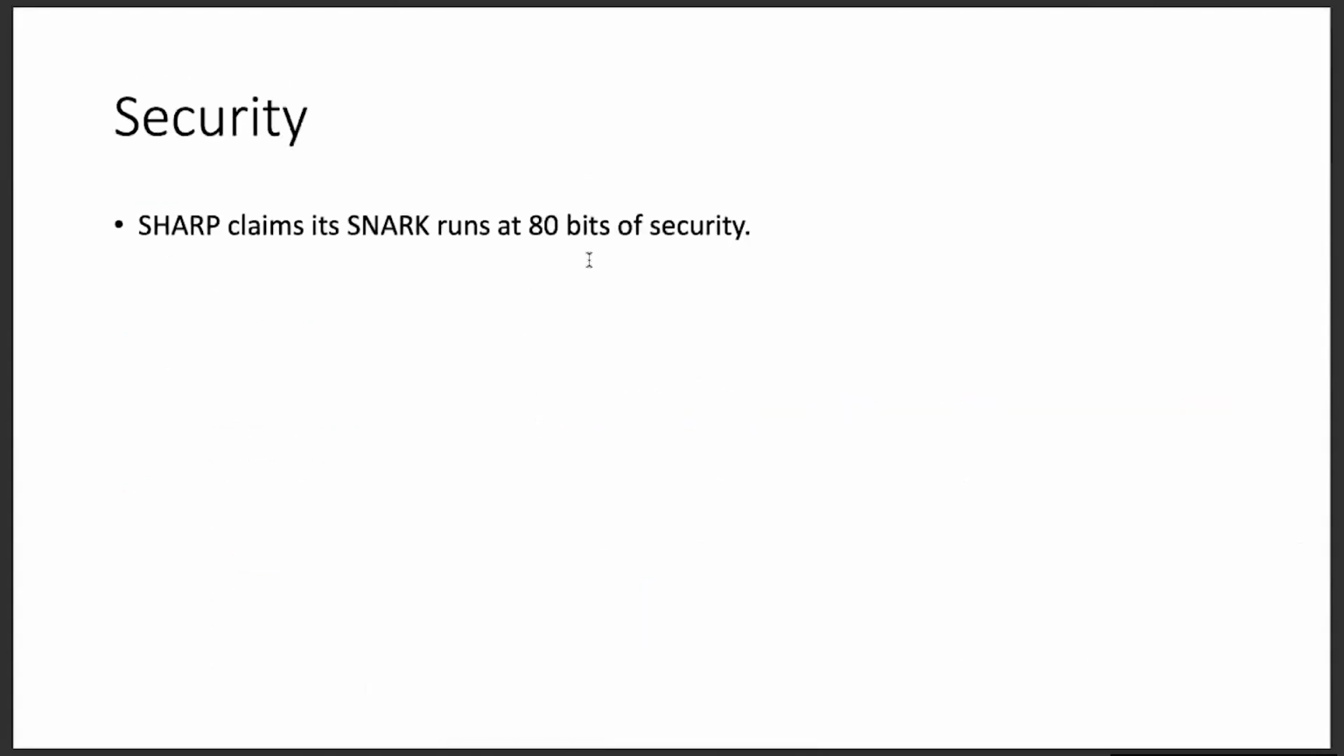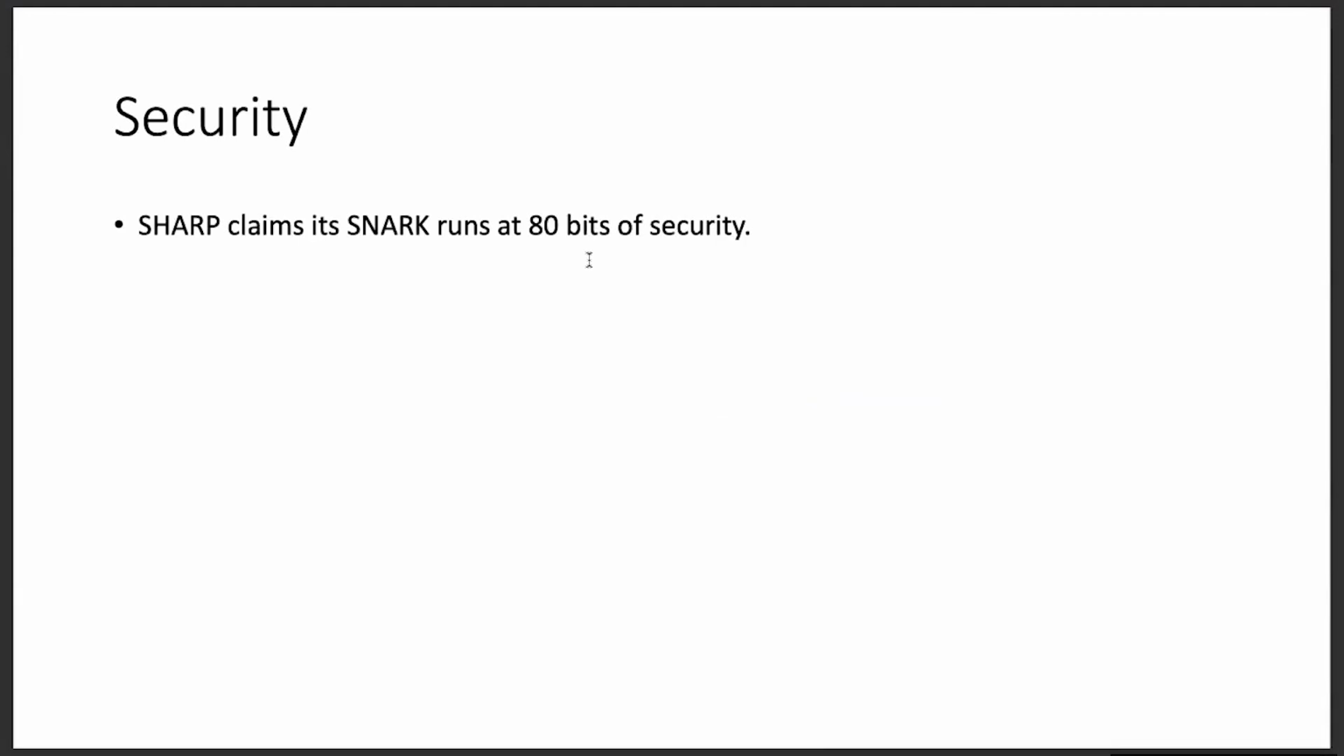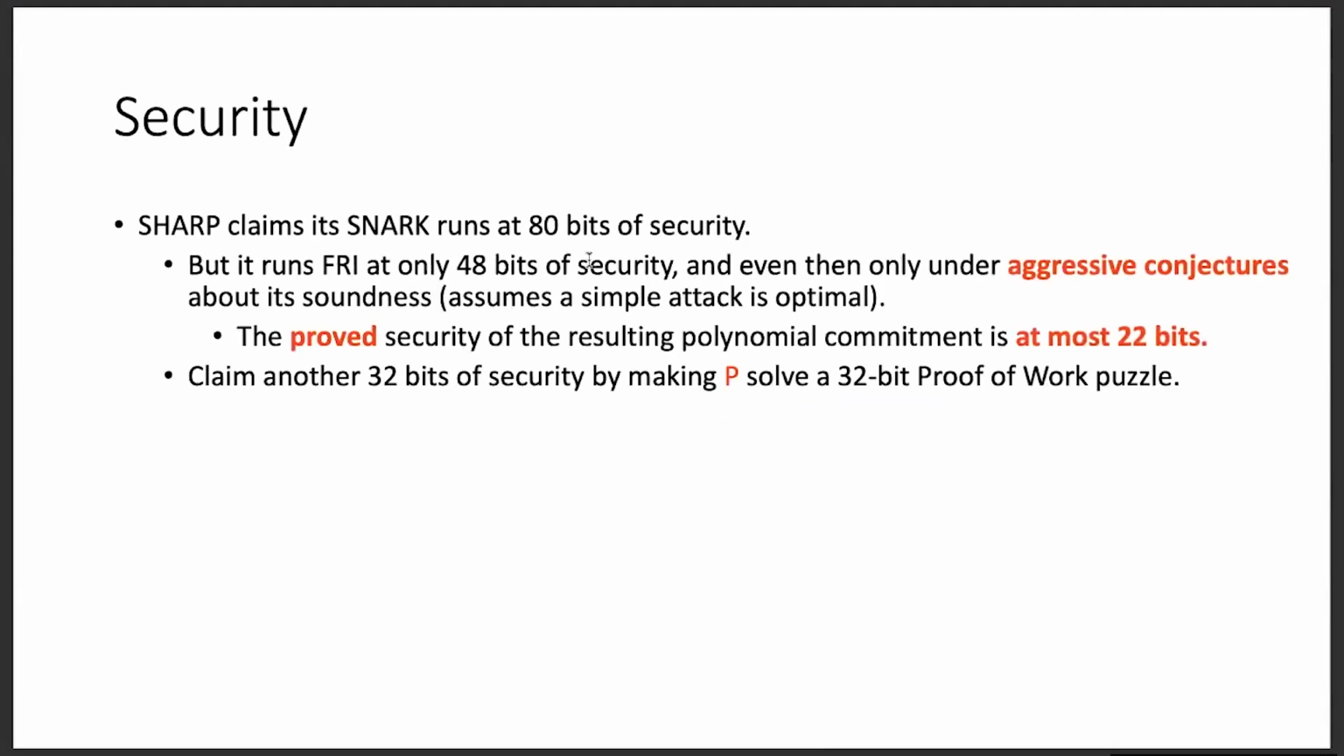Sharp claims it's running its SNARK at 80 bits of security. What I mean is the smart contract won't let it run at lower than 80 bits of security, and I looked on chain at what the parameters are, and it's running at 80 bits. But one thing I want to clarify is it's actually running FRI, the polynomial commitment it's using, at 48 bits of security, and that's under what I consider pretty aggressive conjectures about its soundness. So it's basically asserting a specific, fairly simple attack is optimal. The proved security, what we can formally analyze of FRI, is at most 22 bits.